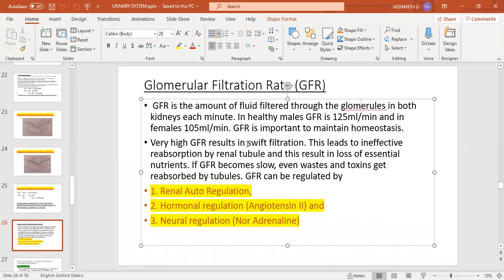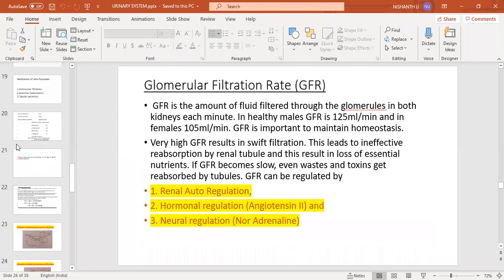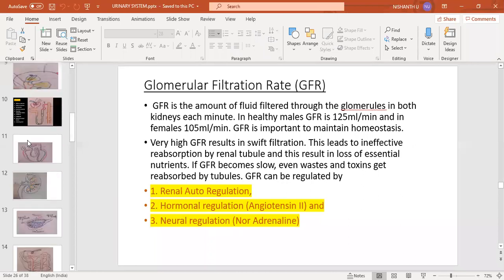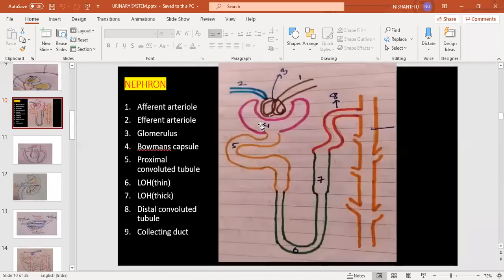Now the point is, if glomerular filtration rate is very high or very low, definitely both are problematic. For example, if glomerular filtration rate is very high, consider around 200 or 300 ml per minute, then what will happen? You just go through this diagram, you will get clarity. Then the fluid will be moving very fast in the tubule, and there is no chance of reabsorption.